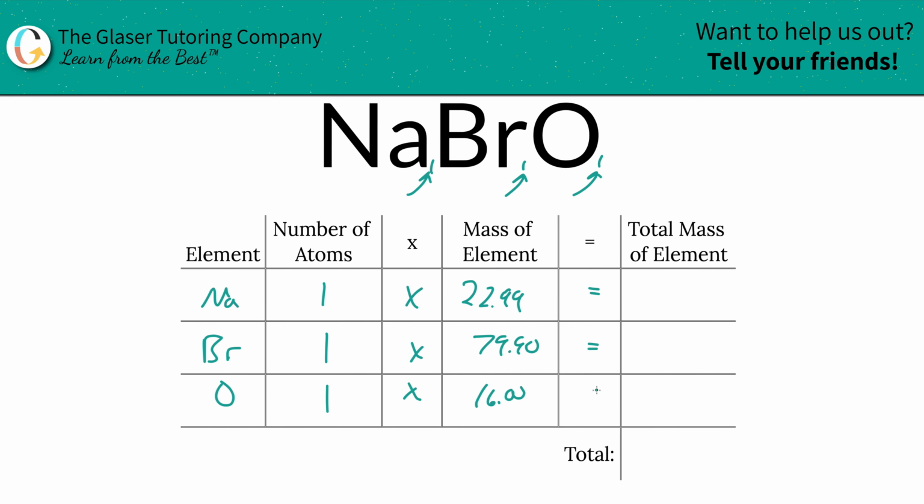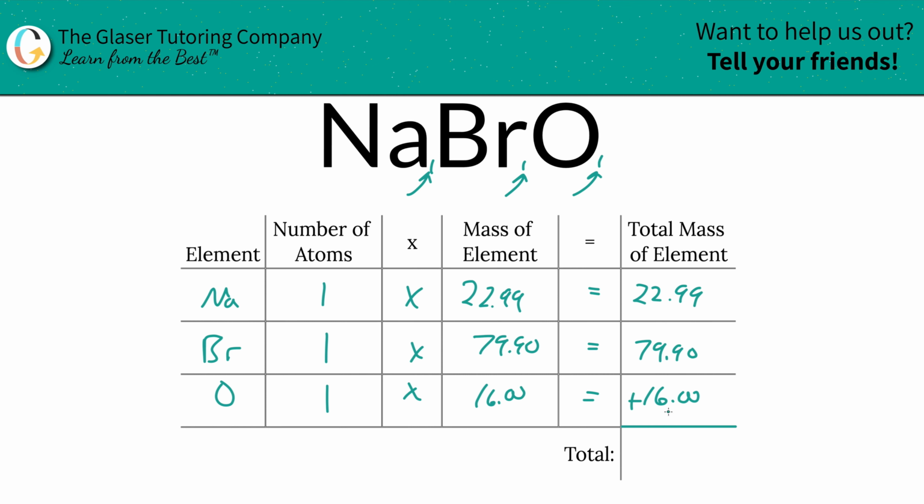All right, it'd be helpful if I could remember. Now write the total mass of the element by just simply multiplying across this row. So the total mass of sodium is going to be 22.99, bromine is going to be 79.90, and oxygen is 16. That math was easy, and this math, don't multiply it. This math is going to be just as easy.